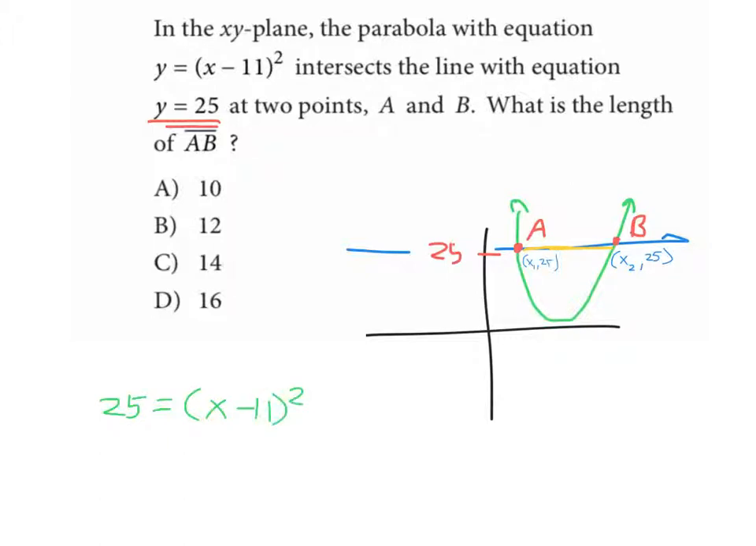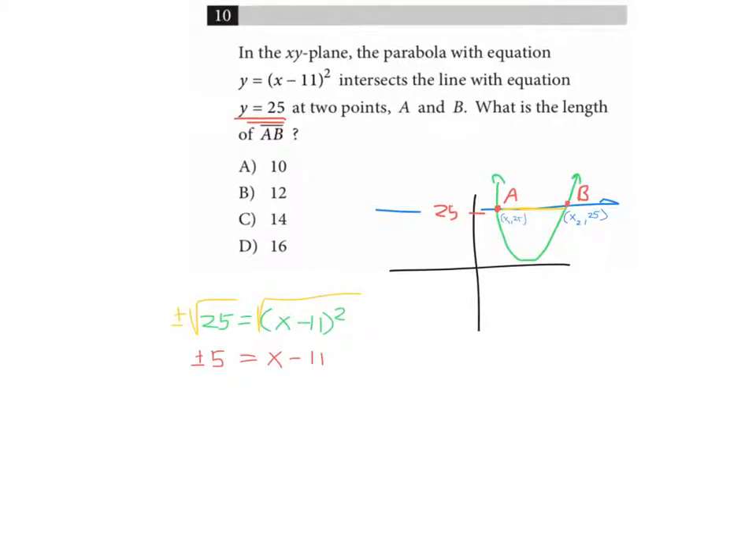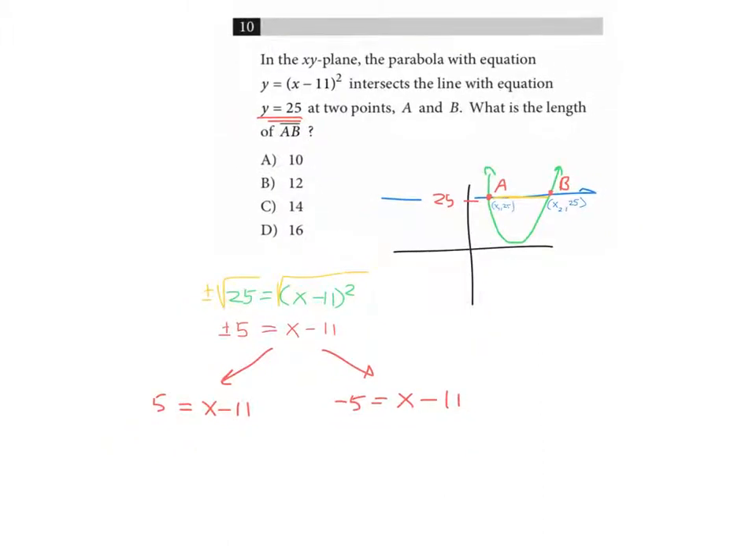And in order to solve for x, I'm going to want to take the square root of both sides. And don't forget to do the plus minus there, right? So we therefore have 5, plus minus 5 I should say, equals x minus 11. So that means one of two things. It might be helpful to separate this into two different equations. We have x minus 11 equals positive 5, and we have x minus 11 equals negative 5. Let us figure out the first one first.